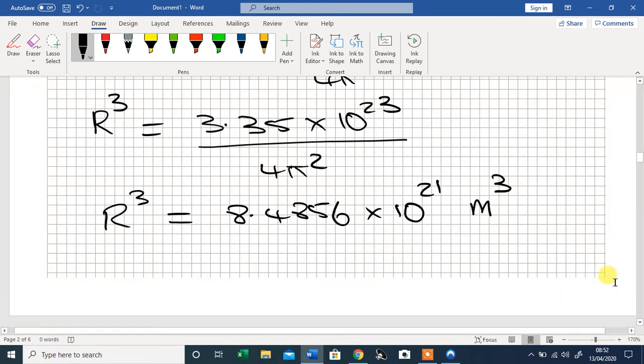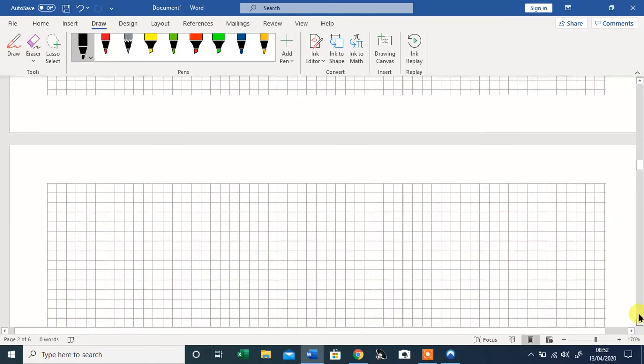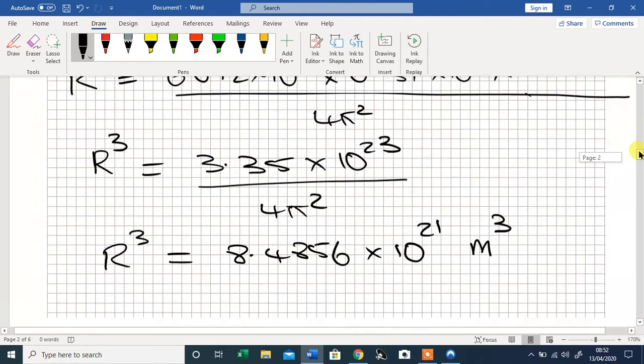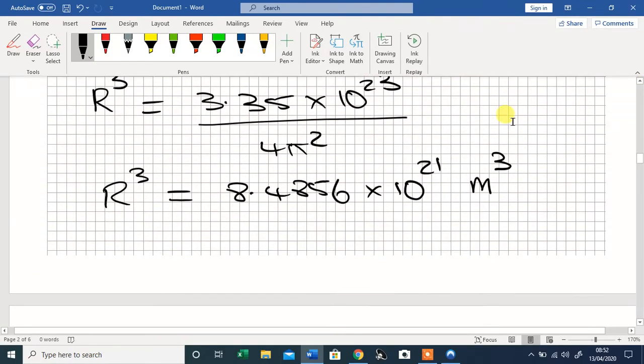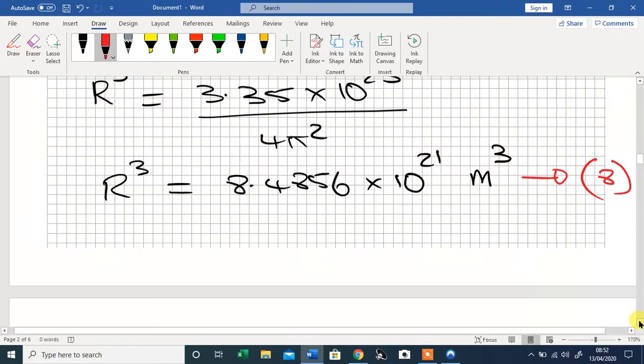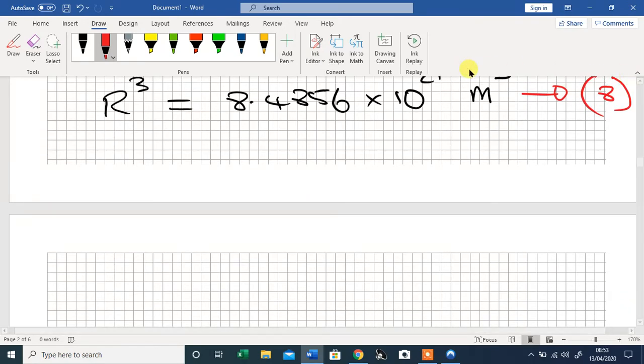So all we have to do now is take the cube root of both sides of that equation. I should give it a name really, shouldn't I? So we'll call it 8. It's always good to identify certain things. So there we are, we'll call that equation 8. Taking the cube root of both sides of that, let me just bring that down a little bit.